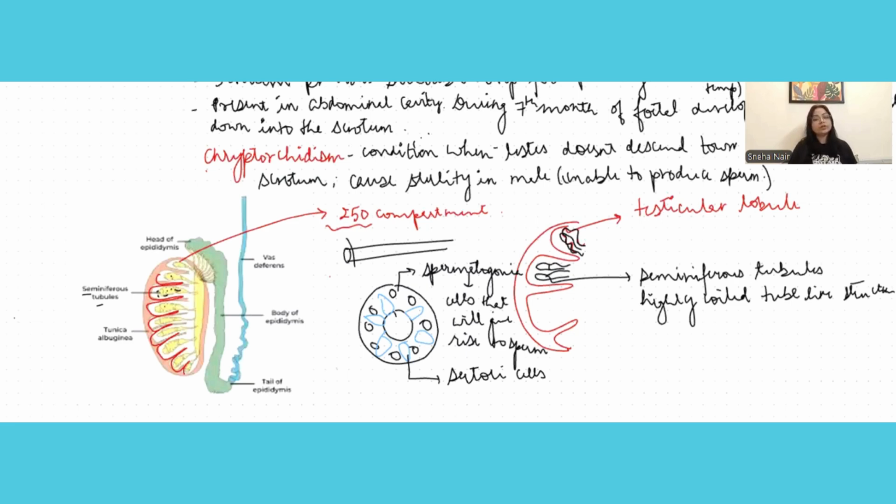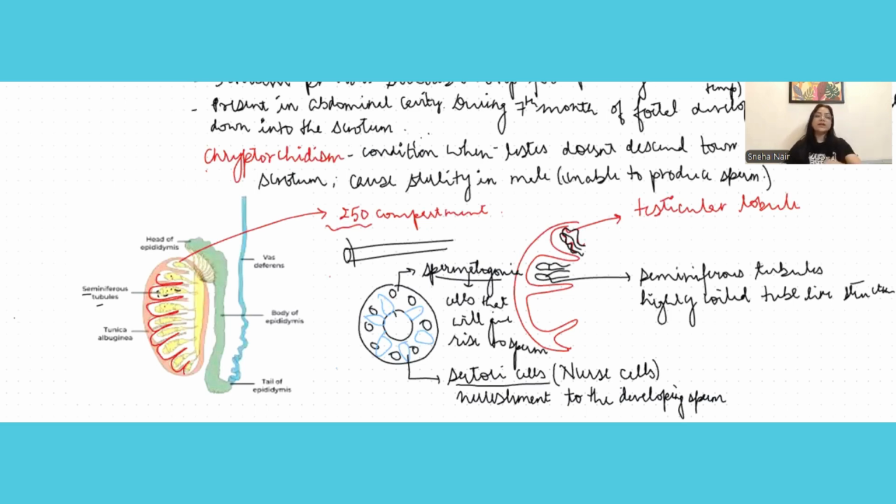Okay, so spermatogonia will give rise to the sperm. And what is the function of the Sertoli cell? The Sertoli cell will give nourishment to the developing sperm. All right. Because Sertoli cells provide nourishment to the developing sperm, they are also known as nurse cells. And the spermatogonia give rise to the sperm.